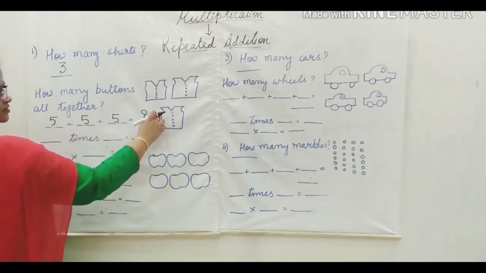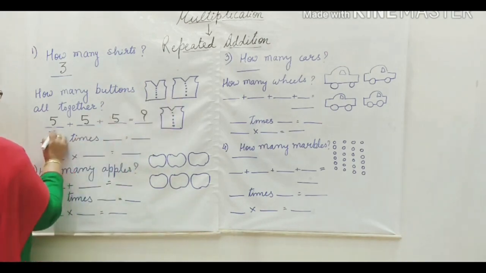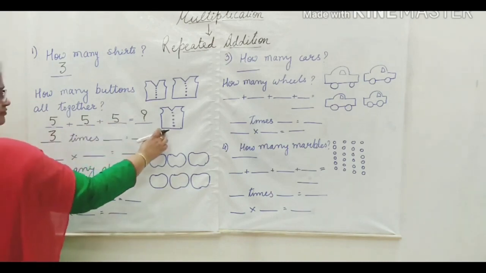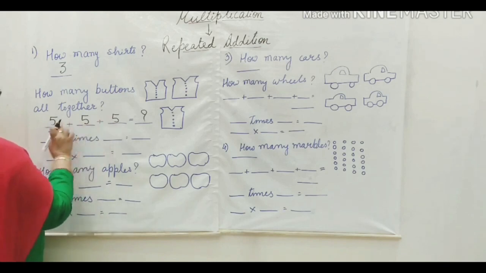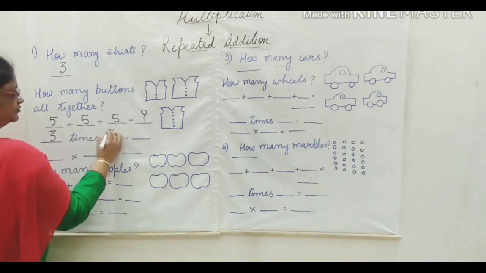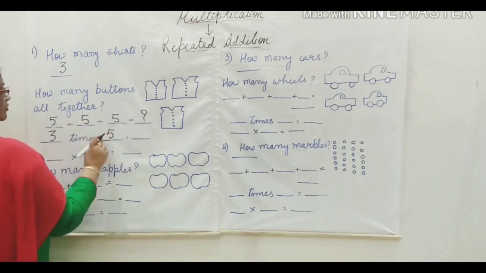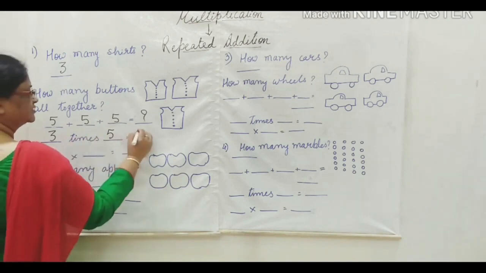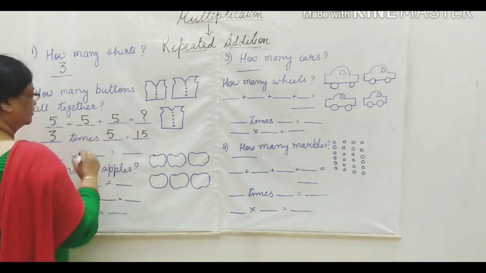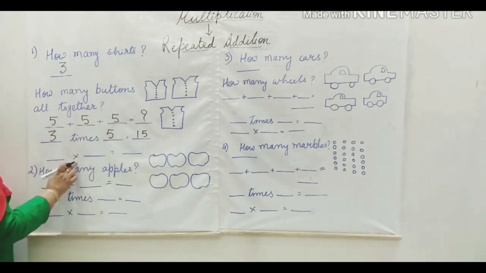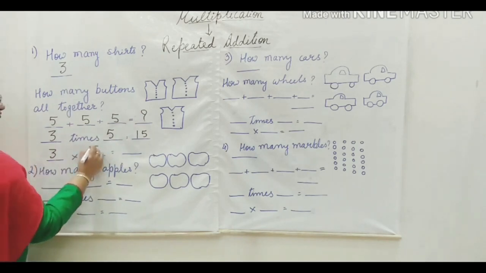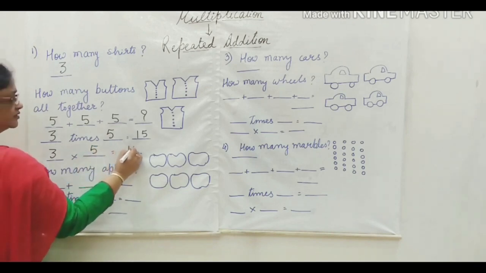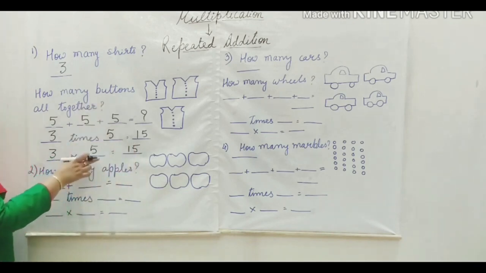3 times 5, because there are 3 shells. So 3 times 5, because 5 buttons are there. So how many times 5? 1, 2, 3. 3 times 5 is equal to how much? 15. 3 5s are 15. Or instead of times, we can write the multiply sign. Then we write like this: 3 multiplied by 5 is equal to 15. Understood how to do it?